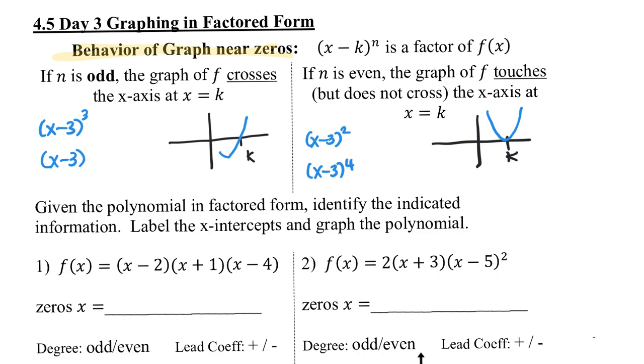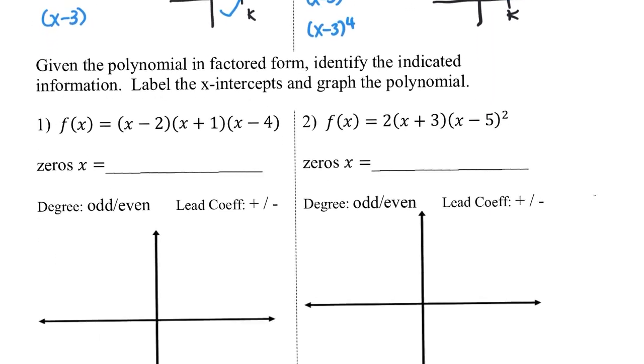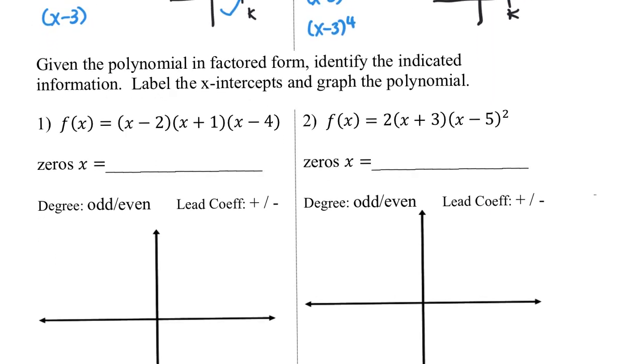Okay, let's look at the example, and then you can see what information we're going to do. Okay, given the polynomial in factored form, identify the indicated information, label the x-intercepts, and graph the polynomial. We've done most of this before. Okay, the zeros are the x values when we set it equal to 0, so this is going to be x equals positive 2, x equals negative 1, and x equals 4.